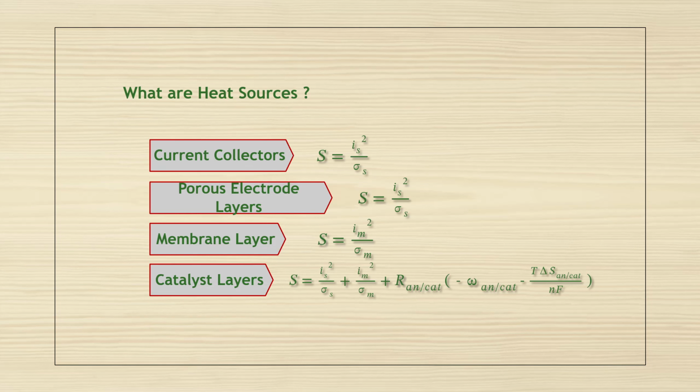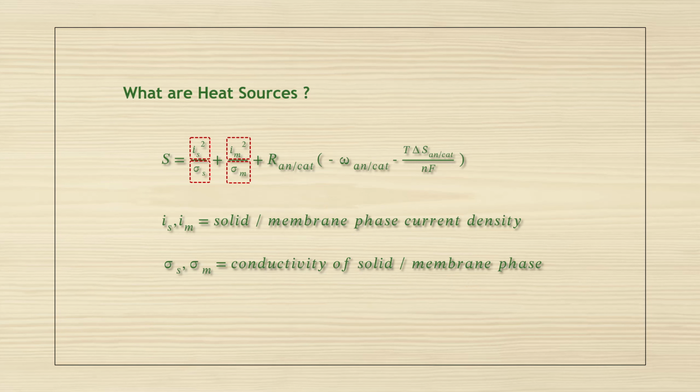The base relation for defining the heat terms due to the electrolysis process is equivalent to dividing the second power of the current density by the electrical conductivity. However, in the catalyst layers, where electrochemical reactions occur, more heat terms appear. Where IS and IM represent solid phase current density and membrane phase current density, respectively. Sigma S and sigma M represent solid phase conductivity and membrane phase conductivity, respectively.